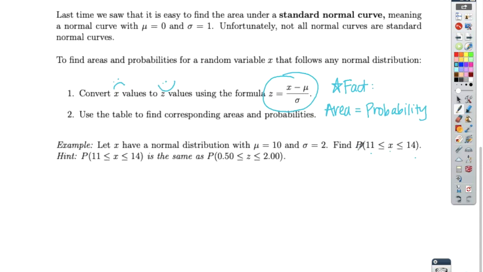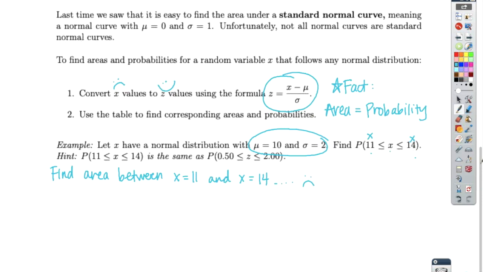Now, probability is the same as area. So what I'm really asking you to do is find the area between x equals 11 and x equals 14 on that normal curve. But we don't have a table for that normal curve. So instead, I'm going to convert those x values, the 11 and the 14, to z-scores or z-values because I have a table for z's.